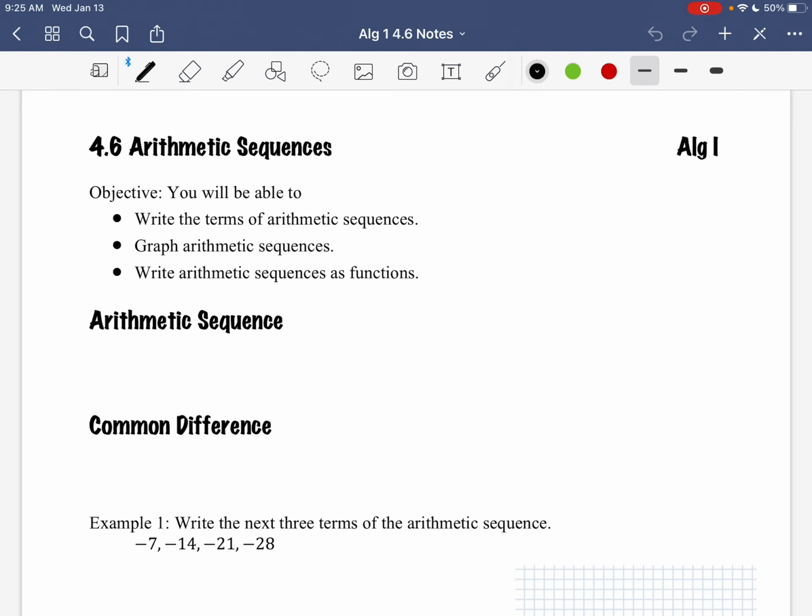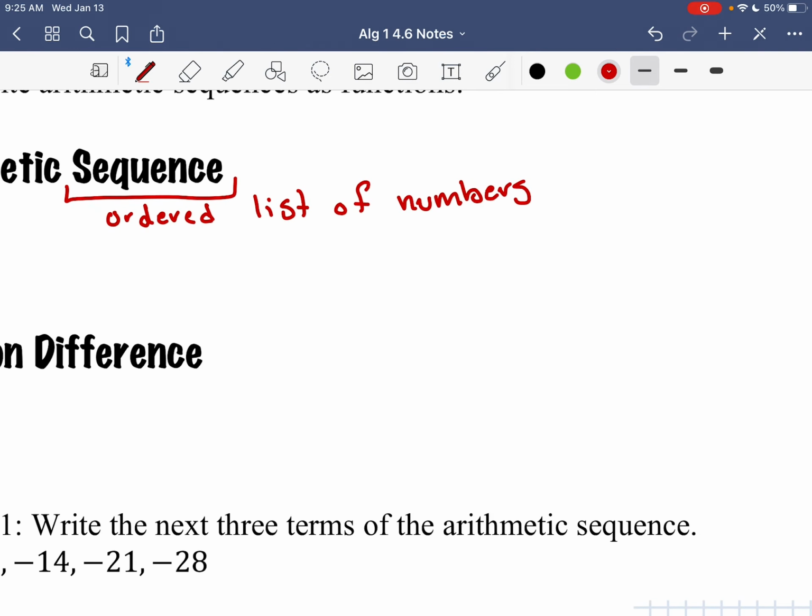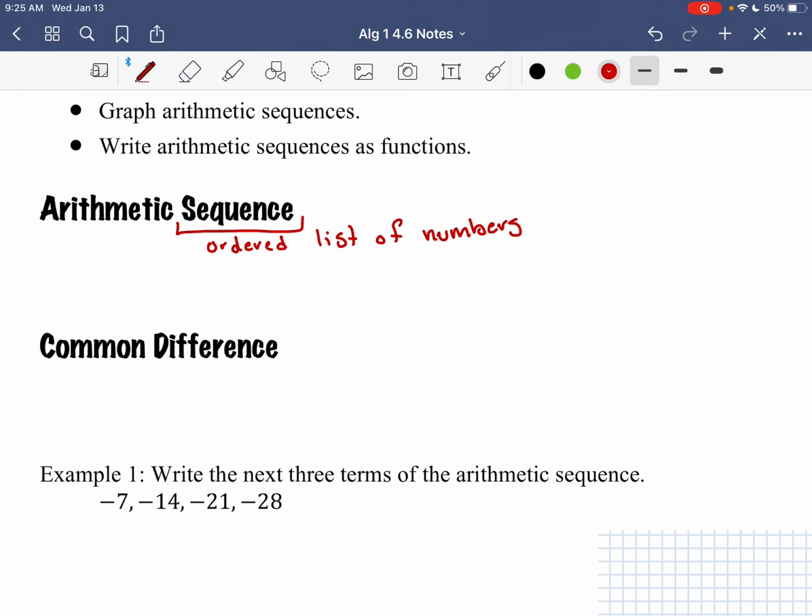Okay, so first of all, the definition of a sequence is an ordered list of numbers. What we mean by ordered is the order in which we list them matters. So for example, a sequence would be 5, 10, 15, 20, 25, ... and that keeps going on. And what we mean by ordered is this one is the first one, this one is the second one, this one is the third one.